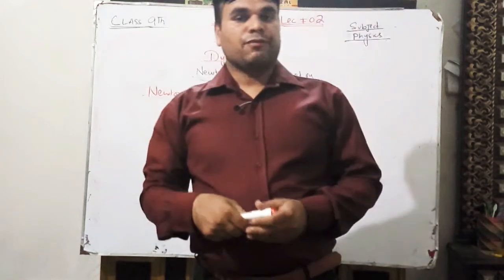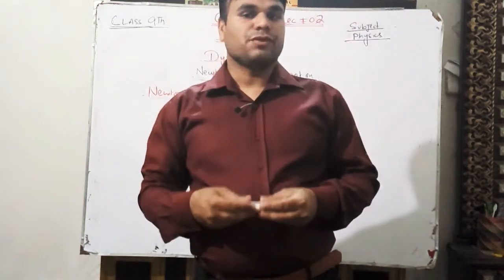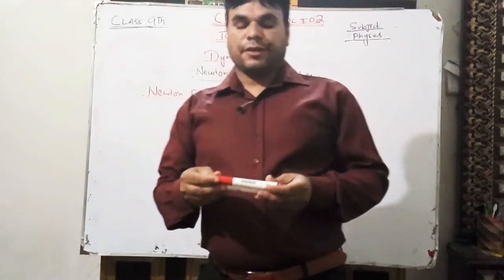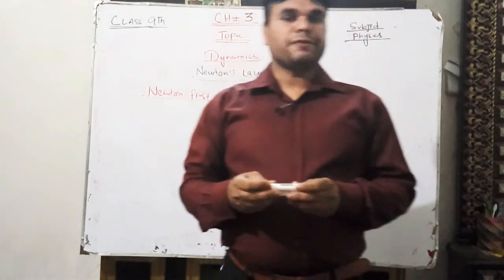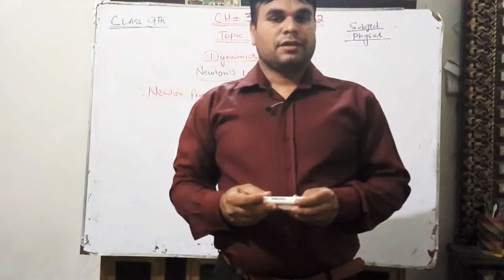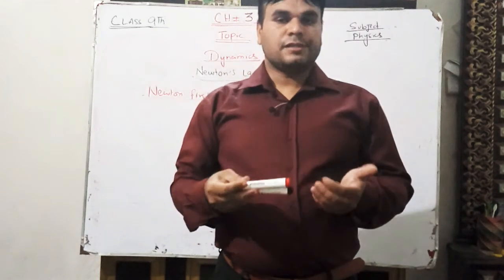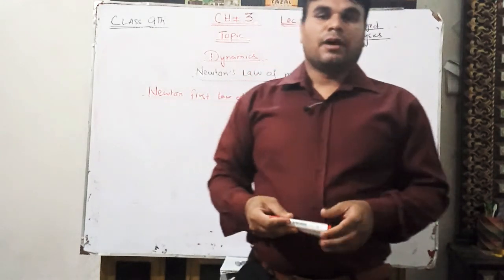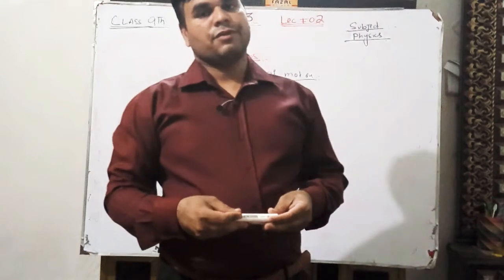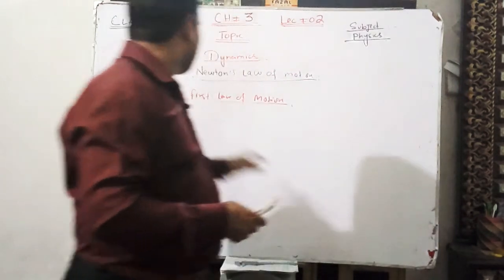In this chapter we define some universal laws. Sir Isaac Newton was the first person who gave the laws of motion. We discuss these laws one by one. First of all, we discuss Newton's first law of motion.